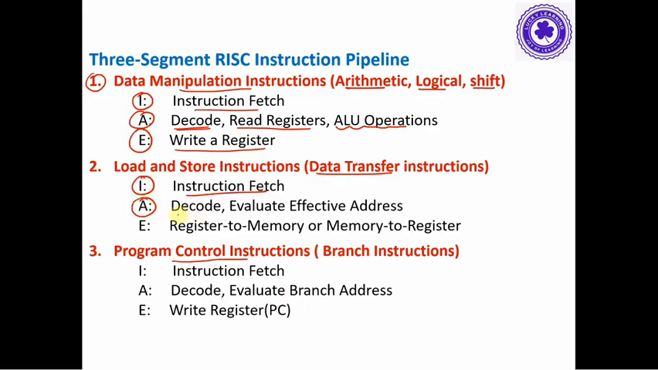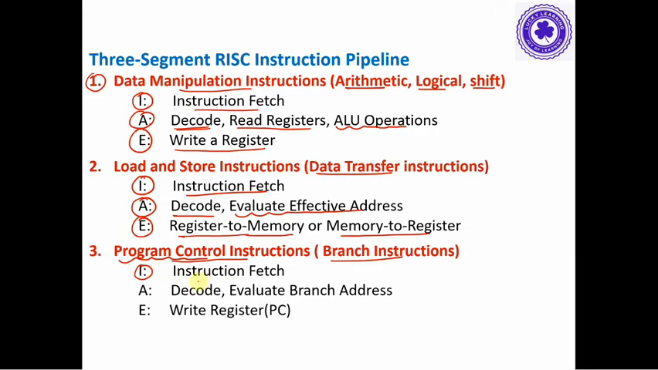The A segment is going to decode the instruction and evaluate the effective address, so that it can perform a data transfer to memory or from memory. And the E segment is going to perform the execution, that is, transfer of data from register to memory or memory to register.